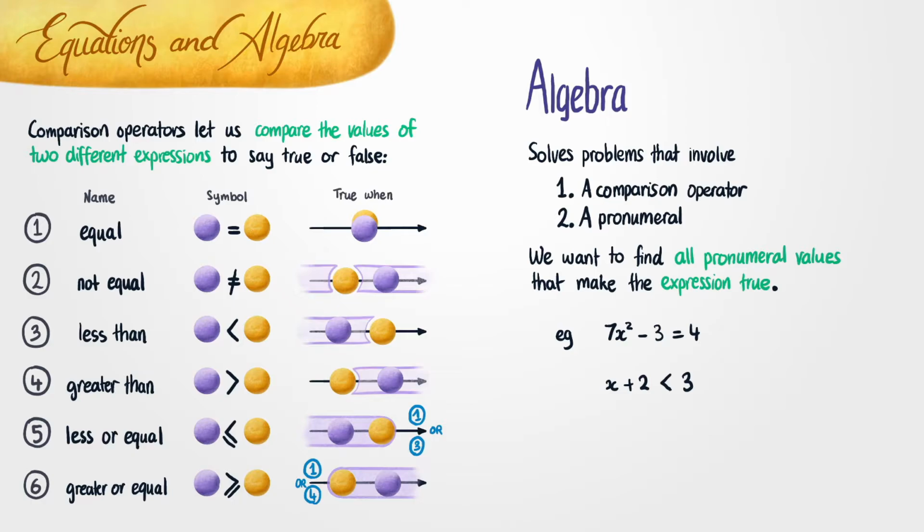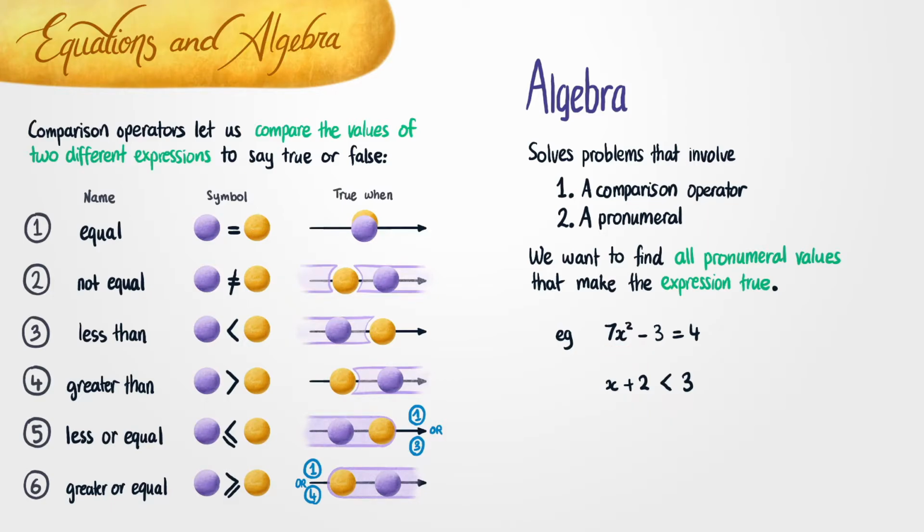So I've just given two examples here. Both of these problems are actually problems you'd solve while studying algebra. You can see that in both problems there's a missing pronumeral, which is this x. And in both of these problems we have a comparison operator. The top one has equals and the bottom has less than. Now as you work through these problems, you're going to find a whole bunch of techniques that you can use to find the values of x that make either of these expressions true.